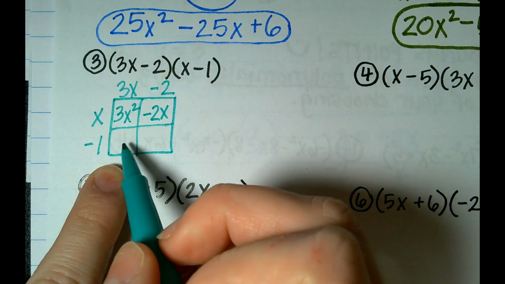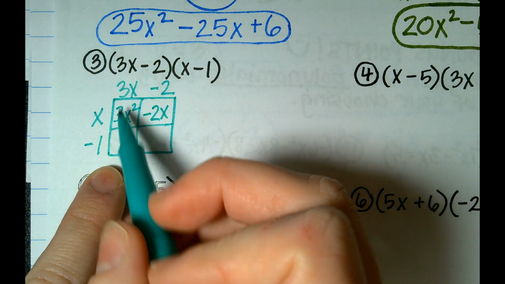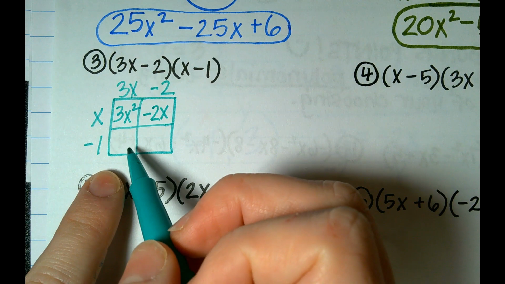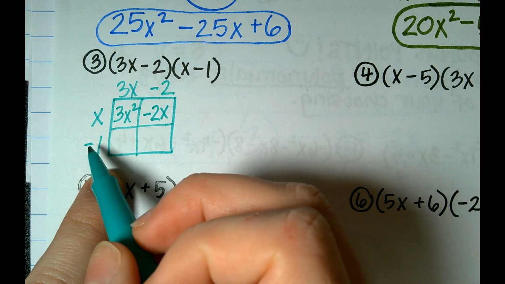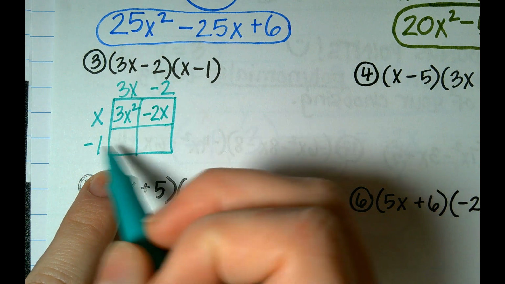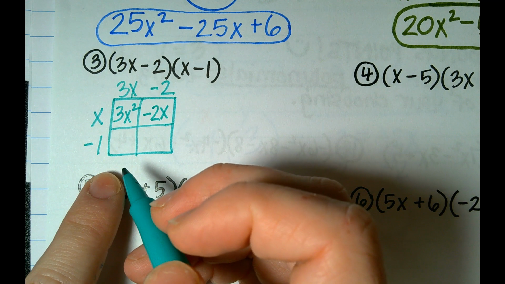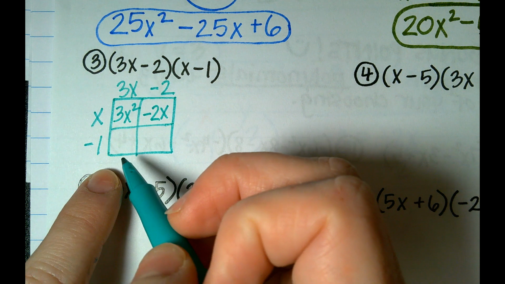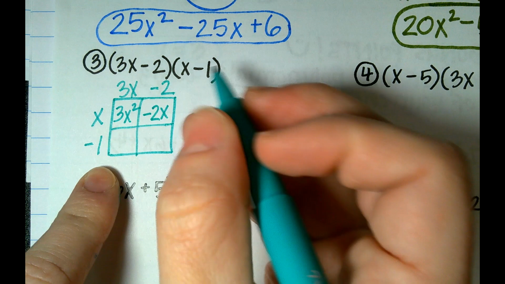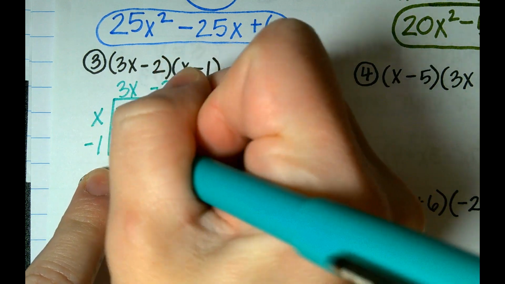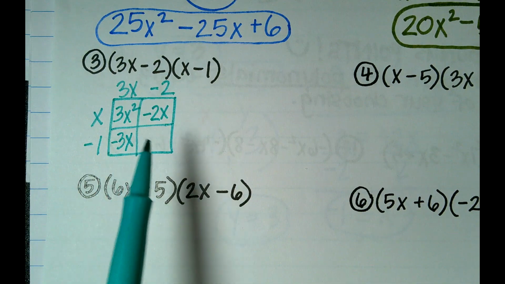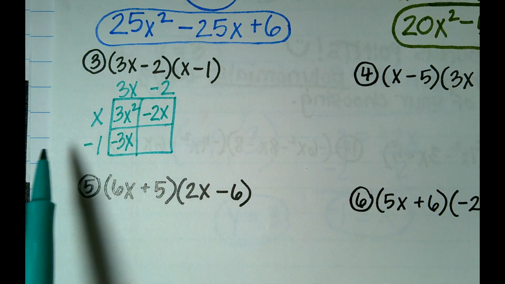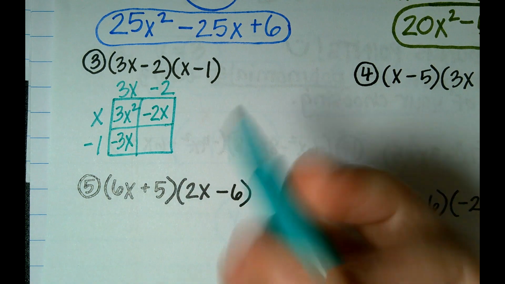Now in this box, I have negative 1 times 3x. What will I get there? Negative 1 times 3x? Positive 3x. We start with positive 3x, but I'm multiplying by negative 1. Yes, it'll be negative 3x. Good. And now my last two terms, negative 1 times negative 2. Positive 2. Yep.